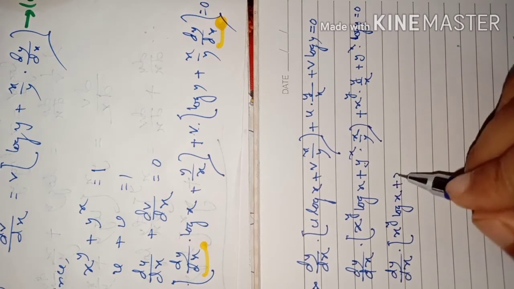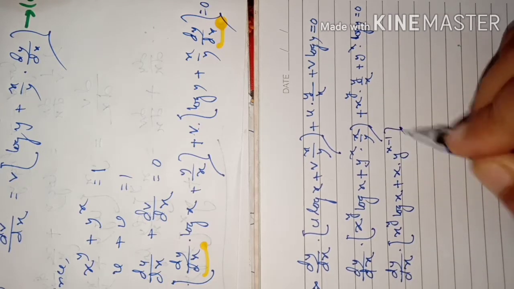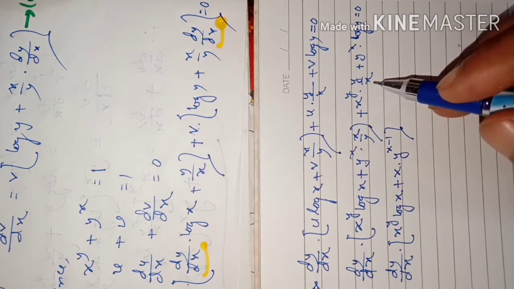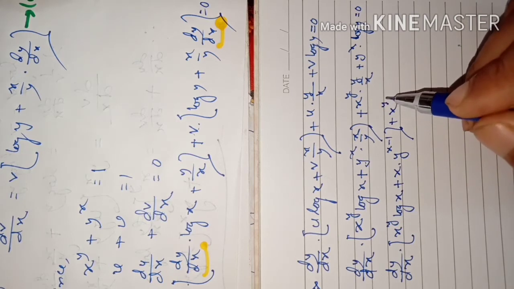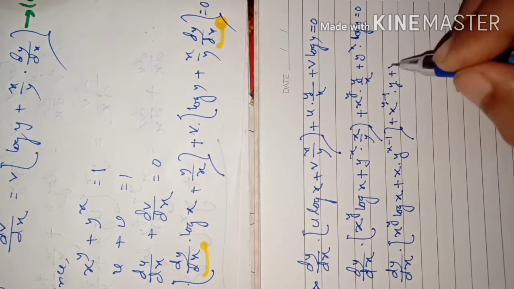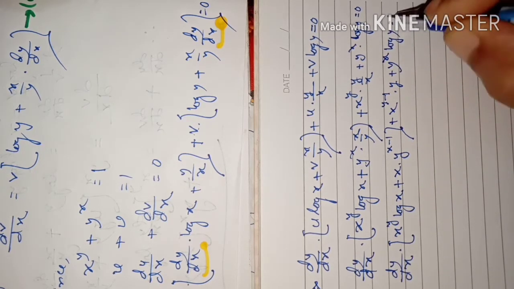So plus it will be x into y to the power of x minus 1. Then this also, the same way, x to the power of y divided by x, that means it will be x to the power of y minus 1 into y plus y to the power of x into log y is equal to 0.